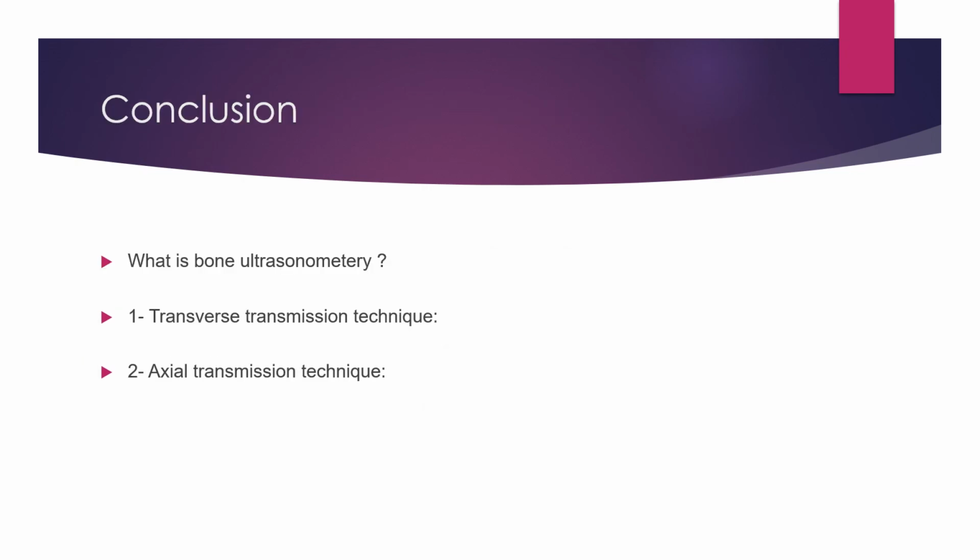Finally, for the conclusion, we've learned what bone ultrasonometry is and what osteoporosis is, and how to detect it using two techniques. The first technique being the transverse transmission technique, which works better with peripheral sites and sends the signal through the bones. And the second is the axial transmission technique, which has two transducers on the skin.